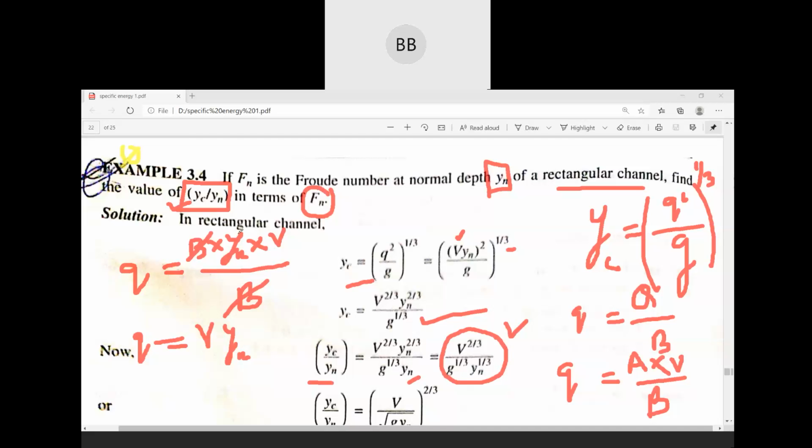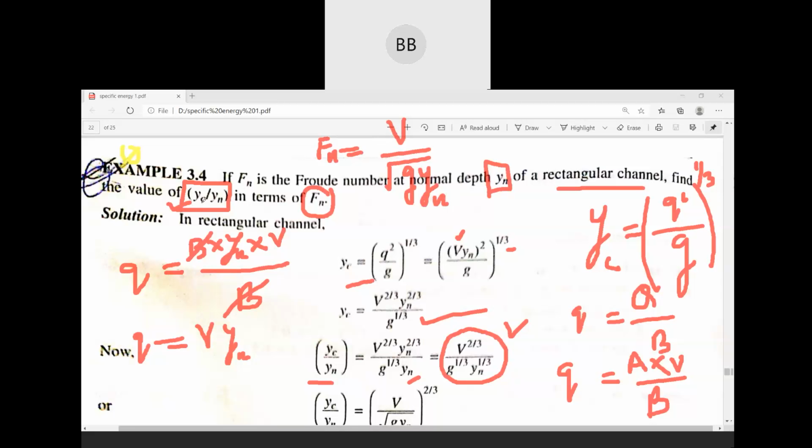So now what we have to do, we have to find this value in terms of Fn. So Fn is nothing but your Froude number. This is nothing but V divided by root over g Yn for a rectangular channel. Okay, so this is the equation.